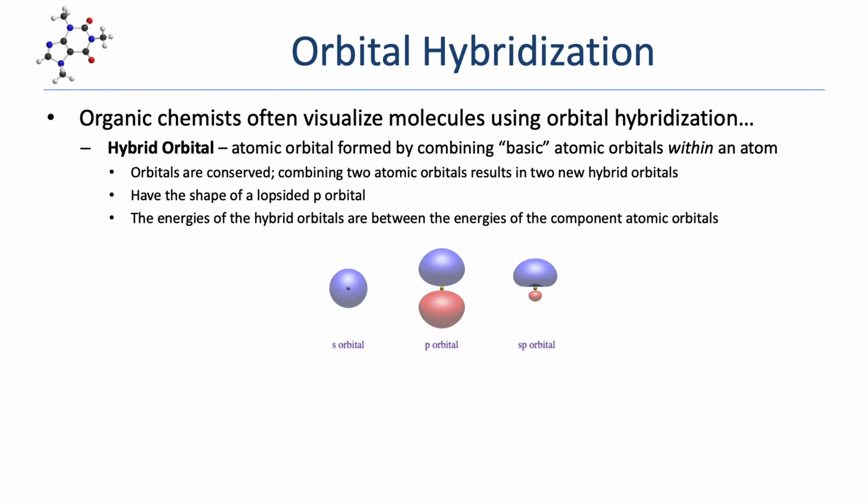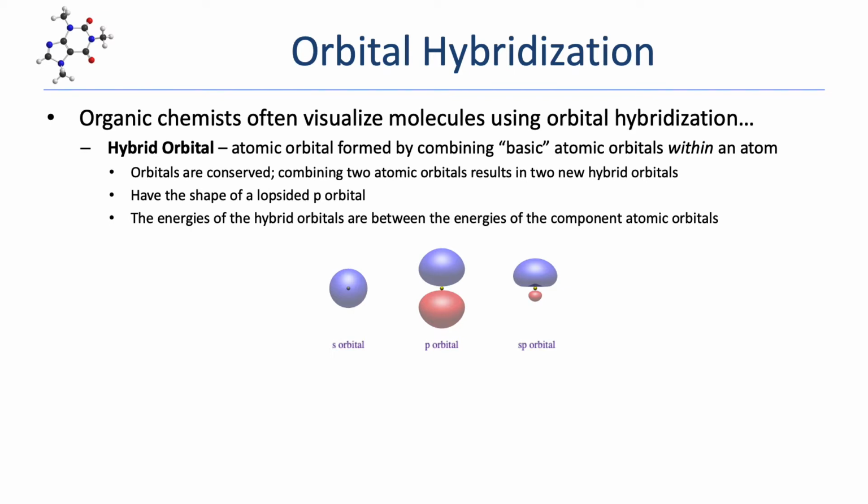Now remember, orbitals are conserved. Just like what we saw with molecular orbitals, when you combine two atomic orbitals, you get two molecular orbitals. The same is true when you do it within an atom. When you combine two atomic orbitals within an atom, you're going to get two new hybrid orbitals.